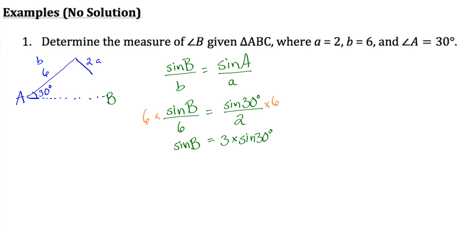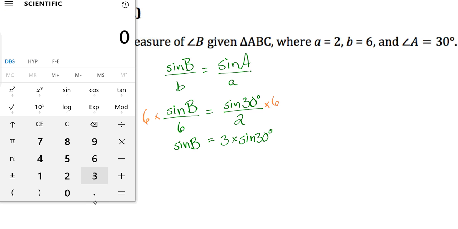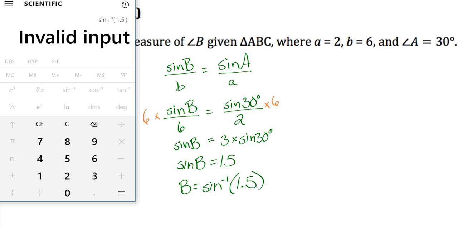Throw that into a calculator. So I'll do 3 times 30 sine, because that's the order I need to do things in on this calculator. And I'm going to get that sine B equals 1.5. Now I want to get the angle for B by itself, which means I have to do the inverse function of sine. So I'm going to take that 1.5, second function, sine, and lo and behold, something didn't work. And that's actually what it's supposed to do.